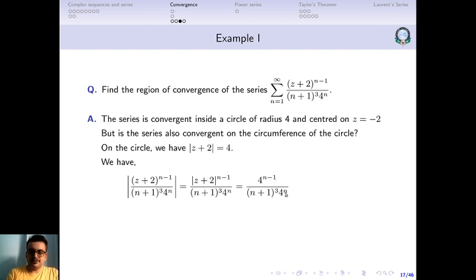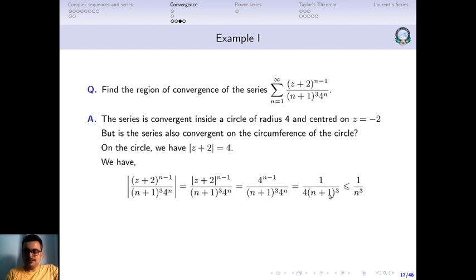So we have 4^(n-1) divided by 4^n, so 4^n will get cancelled. In the numerator what we will have is 4 to the power minus 1, that is 1/4, so we get 1/4 times 1/(n + 1)^3. And this will obviously be less than 1/n^3. Why? Because the quantity in the denominator is definitely greater than n, so it will be greater than n^3. If you increase the denominator, the overall quantity will decrease, so this quantity will be less than 1/n^3.